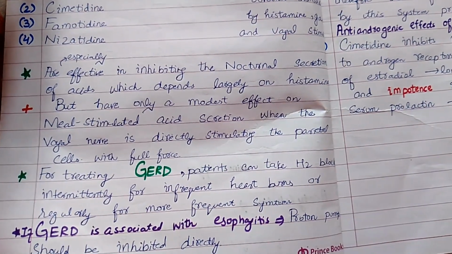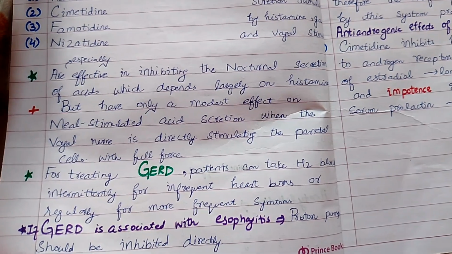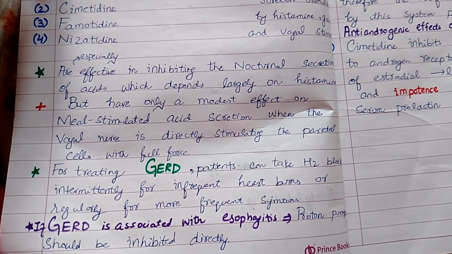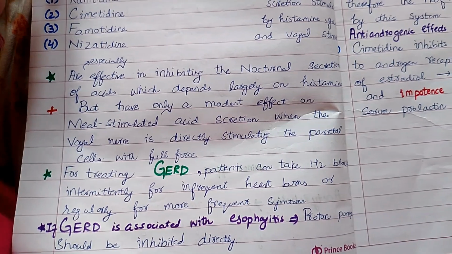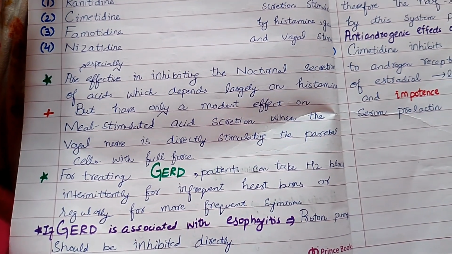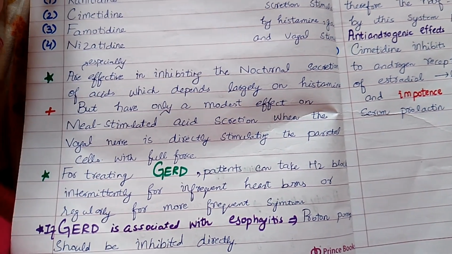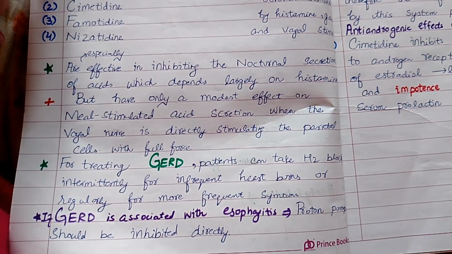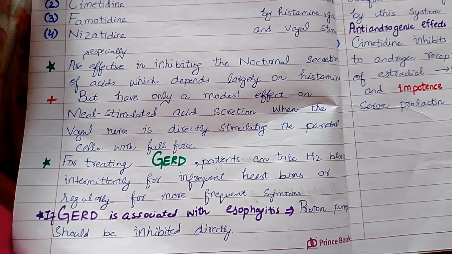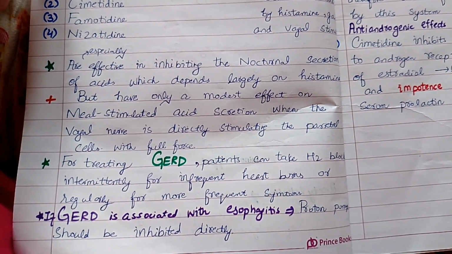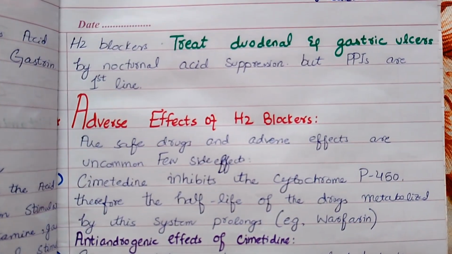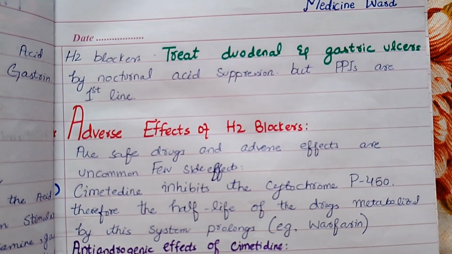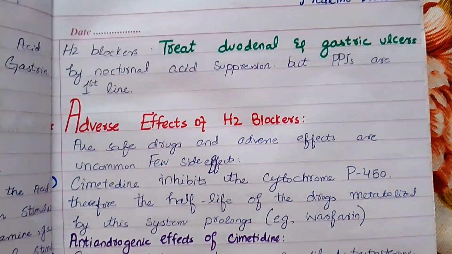They are also effective for the treatment of GERD, but proton pump inhibitors are preferred over them. Patients can take H2 receptor blockers intermittently for frequent heartburn or regularly for more frequent symptoms. If GERD is associated with esophagitis, then the proton pump should be inhibited directly by proton pump inhibitors. H2 blockers treat duodenal and gastric ulcers by nocturnal acid suppression, but proton pump inhibitors are first line.